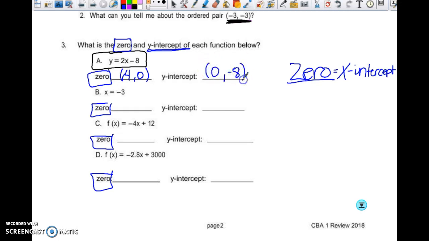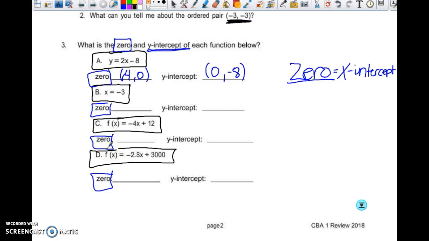And that's what you're going to go on ahead and do for all of these problems. So you're going to go and put B now in the calculator, put C, and put D. And go on ahead and identify the zeros, which is just my x-intercept, and the y-intercepts. Okay?